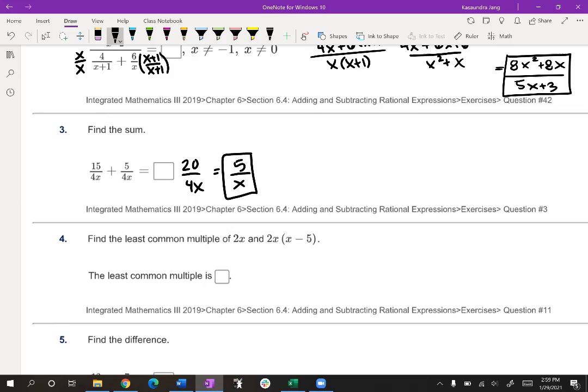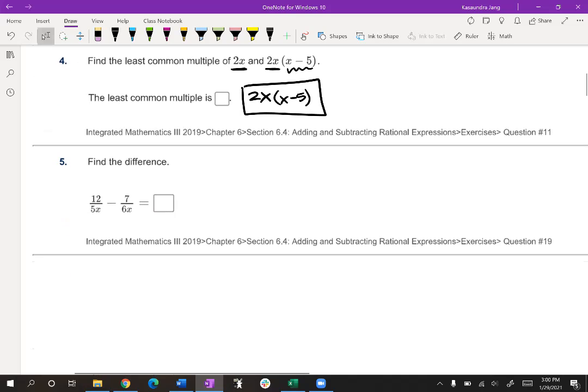And then number 4, find the least common multiple. So let's see here. What they have in common, it's a common multiple. They have currently a 2x in common, okay? The part that's not in common is that x minus 5, so I need to include the x minus 5. And I believe this is my least common multiple. I've used each of these factors at least once, only once actually.